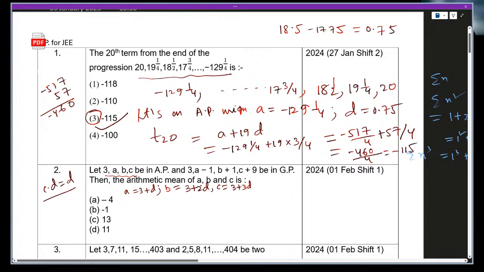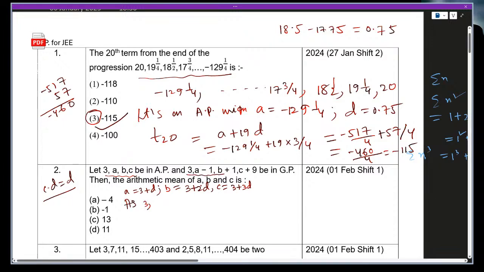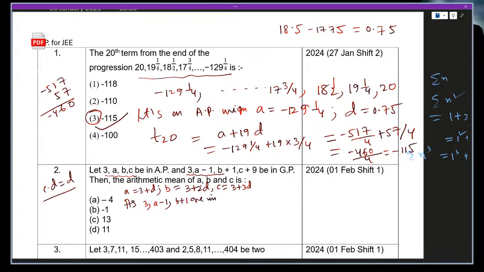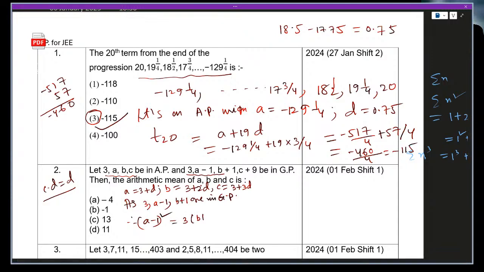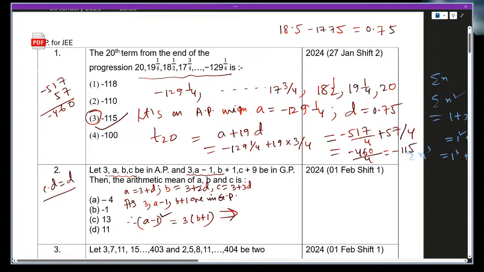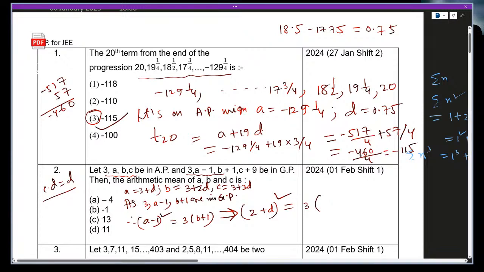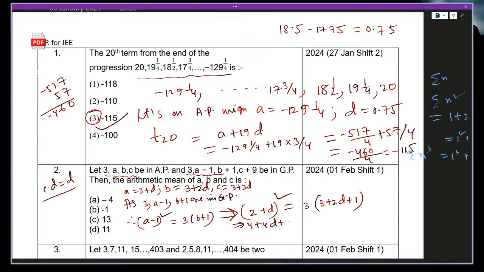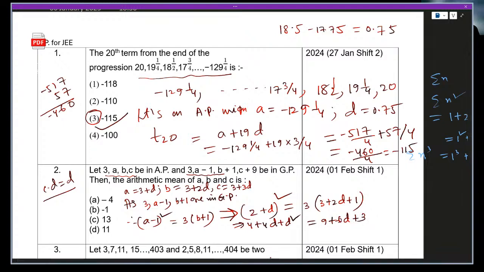Let us find the relation or value of D if we can. These are in GP, no? A minus 1, B plus 1 are in GP. Therefore, (A minus 1) whole square is going to be 3 into (B plus 1). This implies what? Just put the value of A over there. (2 plus D) whole square equals 3 into (B plus 1). B is what? Just put the value of B. So 4 plus 4D equals 9. Just solve it.